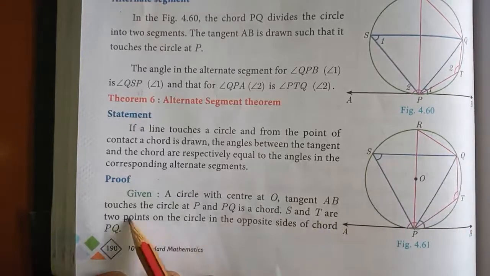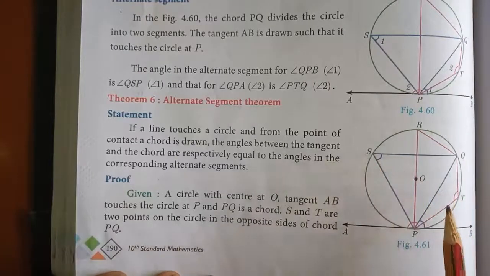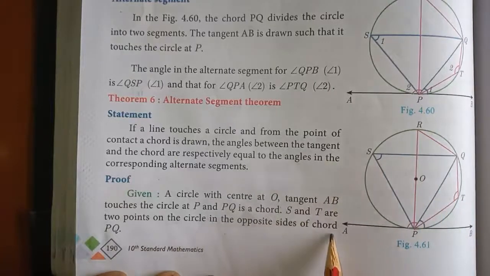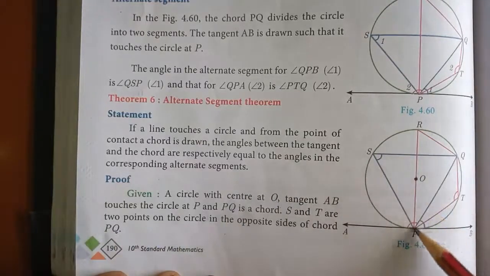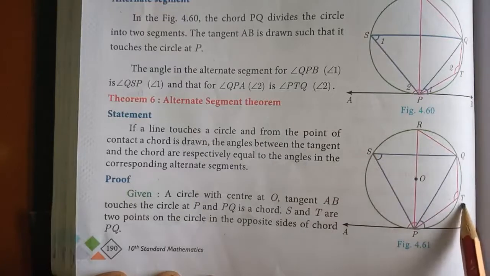S and T are the 2 points on the circle. So S and T are 2 points on the circle in the opposite sides of the chord PQ. On the opposite side of the chord we take 2 points, that is S and T.